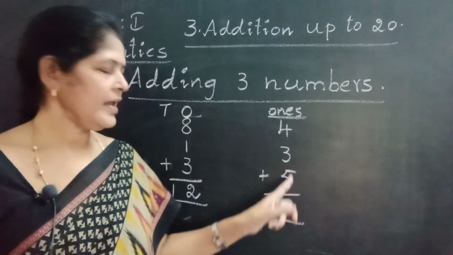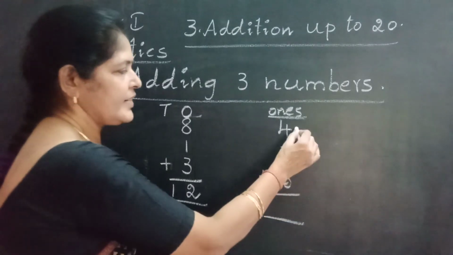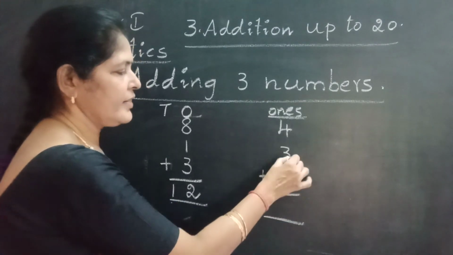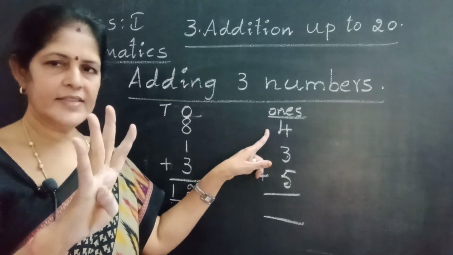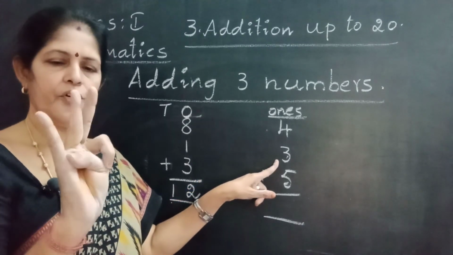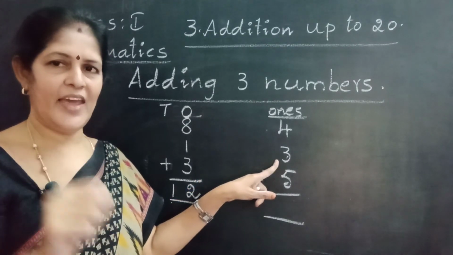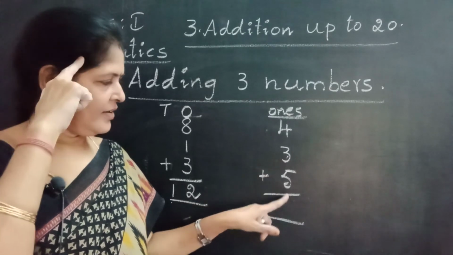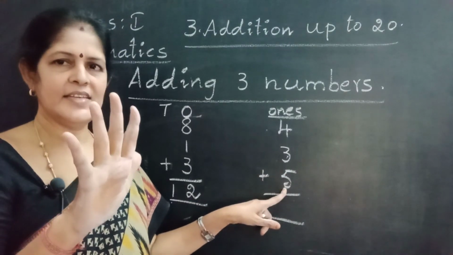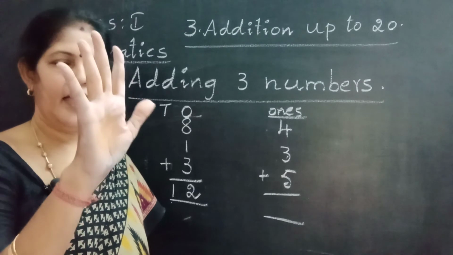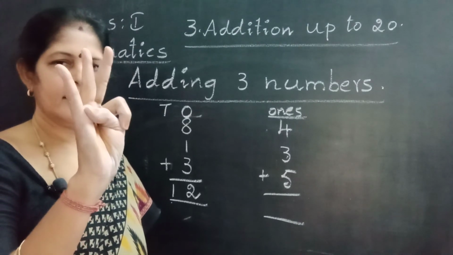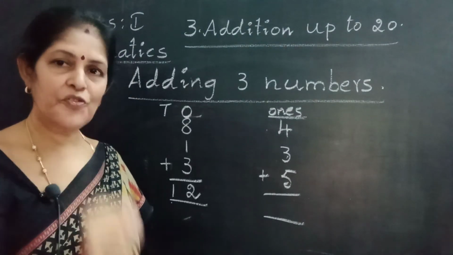Now come to here. 4 plus 3 plus 5. First add these 2 numbers. 4 and 3. Take 4 fingers. 3 after. 4, 5, 6, 7. 7 in the mind. Take 5 fingers. 7 after. 8, 9, 10, 11, 12.